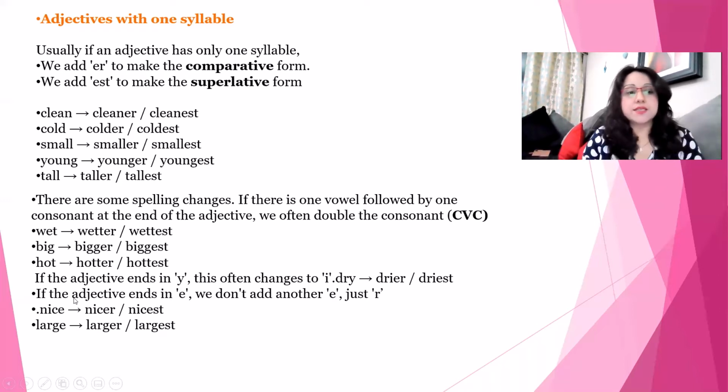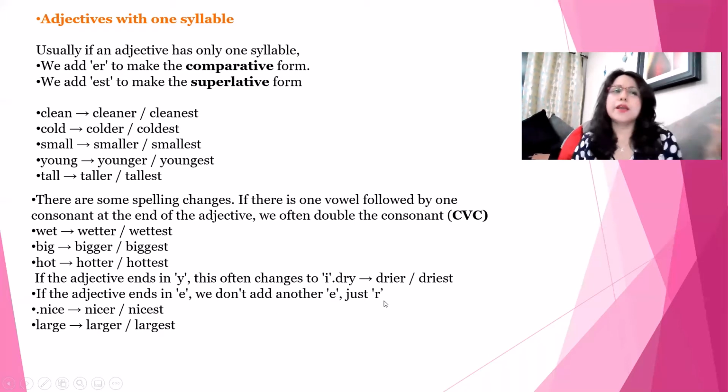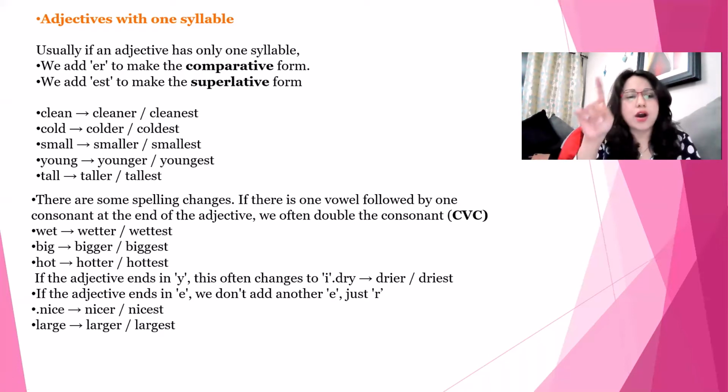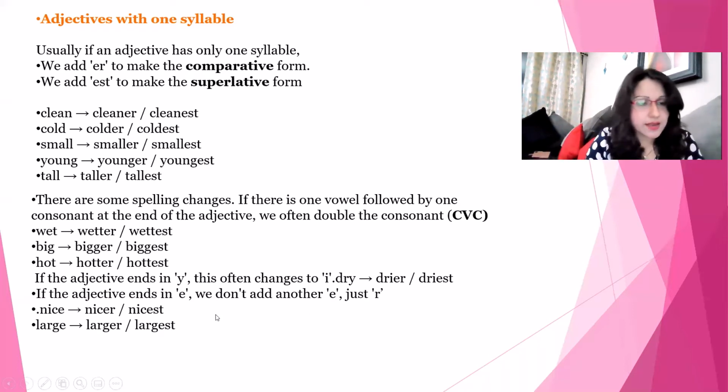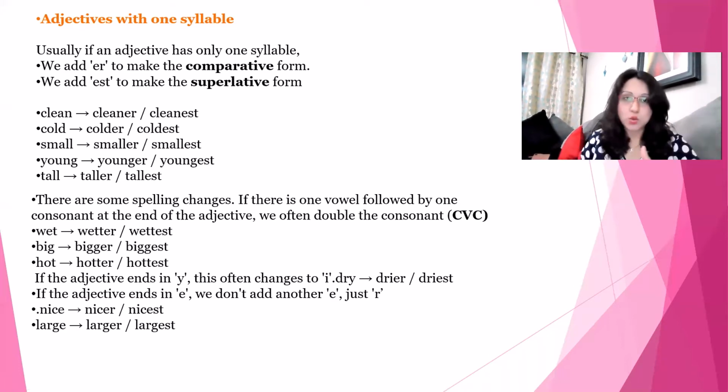Now looking at this one, if the adjective ends in E, we don't add another E, just R. Okay, so if there is an adjective and at the end you have E, you do not double that, you just add your R and ST. So nice, nicer, large, larger, and largest. Is that okay, everybody? So what did we learn here?